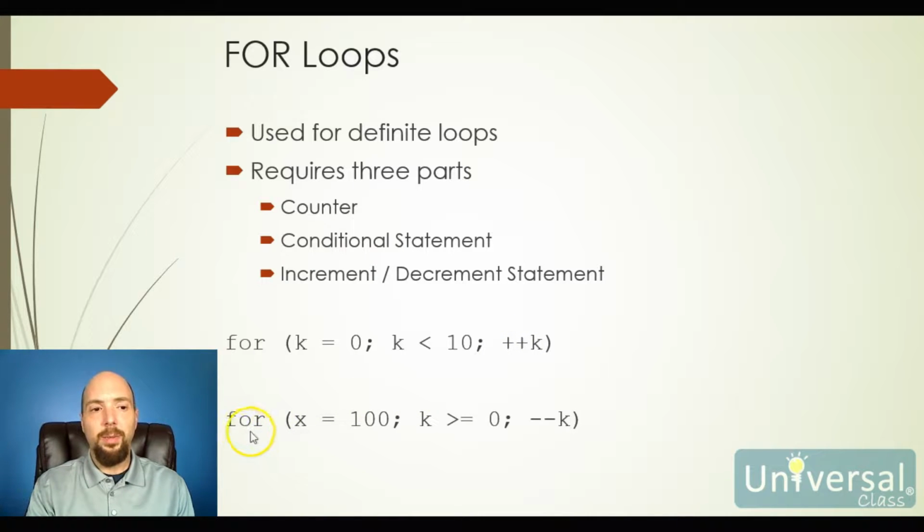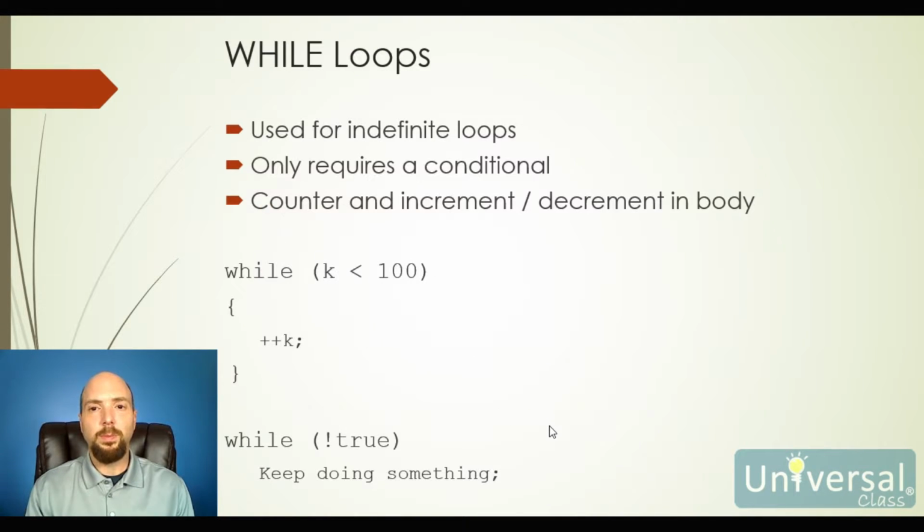Conversely, we can decrement it, so we can start at 100. Our counter in this case actually says x, but it should be k. If we start off our counter at 100 and then go down to 0, so while k is greater than or equal to 0, then we decrease by 1, that will cause our loop to run 100 times.